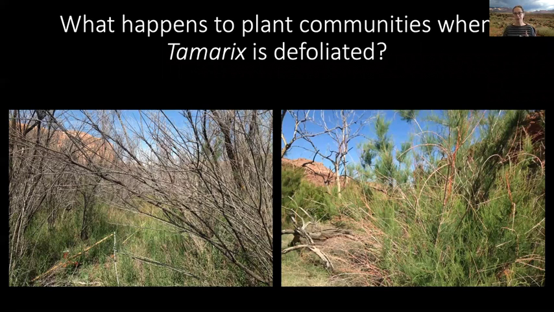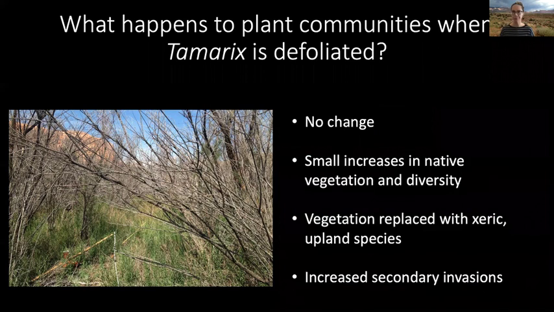In general, my research deals with this big picture question: what happens to plant communities when Tamarix is defoliated by the biocontrol beetle Diorhabda? So far, studies have shown a wide range of plant community responses to defoliation, including no change in understory plant community, small increases in native vegetation and diversity, shifts towards more of an upland community rather than the typical riparian species, and increased secondary invasions.